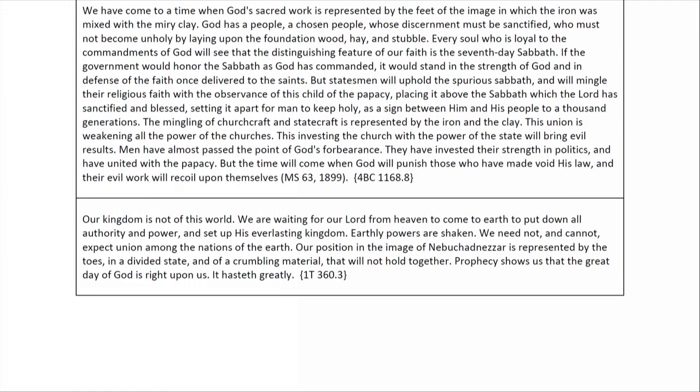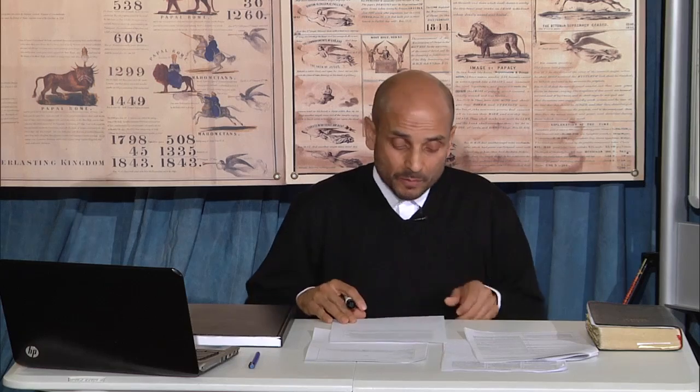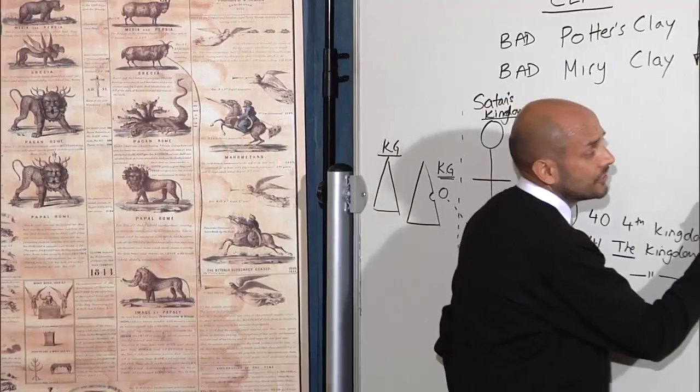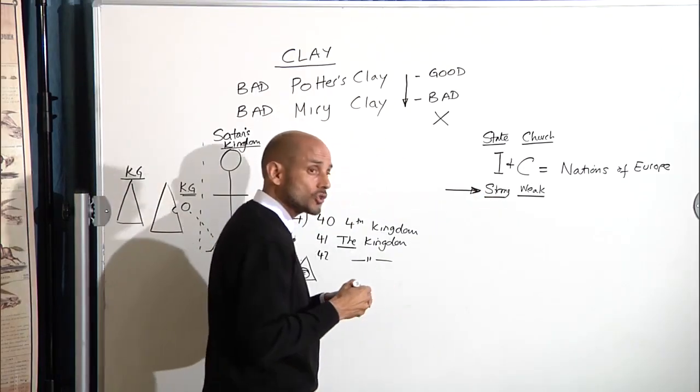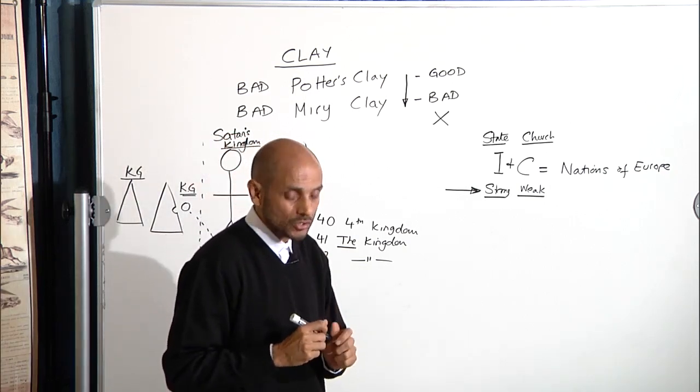It hastes greatly. So my understanding of this passage is that she's saying that the iron and the clay, when they join together, represents this union that mixes but doesn't cleave, and we'll look at that in a moment. But it's of a crumbling nature. And she refers to this, it says, the earthly powers are shaken. We need not and cannot expect union among the nations of the earth. So I'm understanding that to mean that she's inferring that the iron and the clay are represented by this imagery, strong and weak nations who are trying to come together, but they're not able to make it.